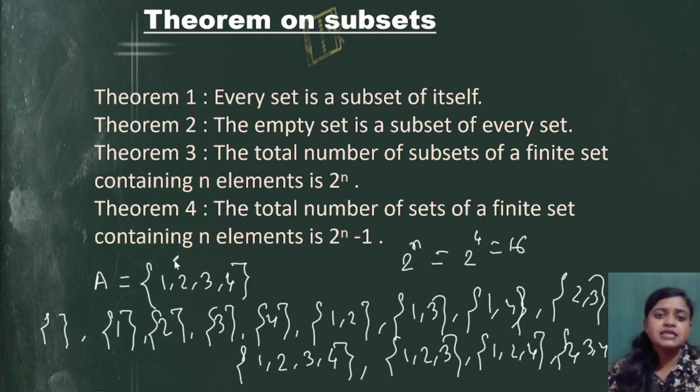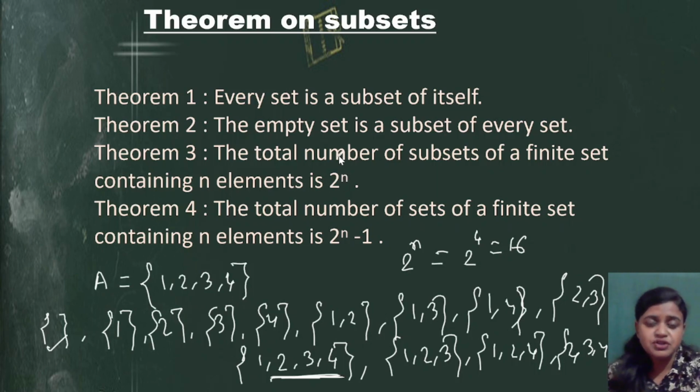Here, every set is a subset of itself. This set is also a subset of itself. So theorem number 2 is that the empty set is a subset of every set. This is the empty set, so the empty set will be a subset of every set. That's why they are called a trivial case. Trivial means by default it is considered so. Every set is a subset of itself, and the empty set is a subset of every set.